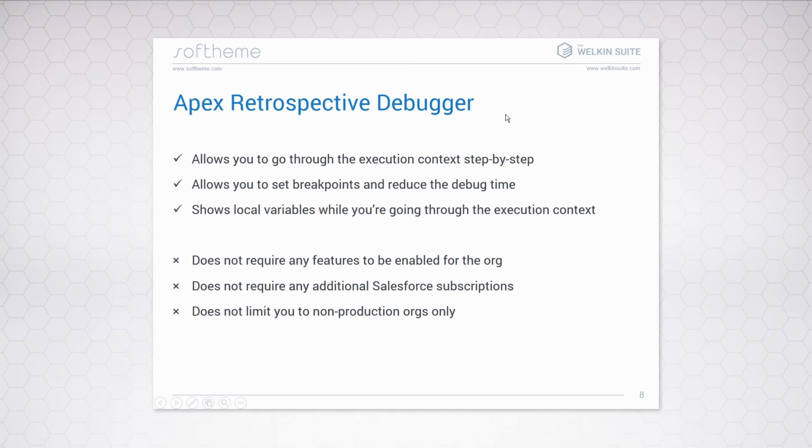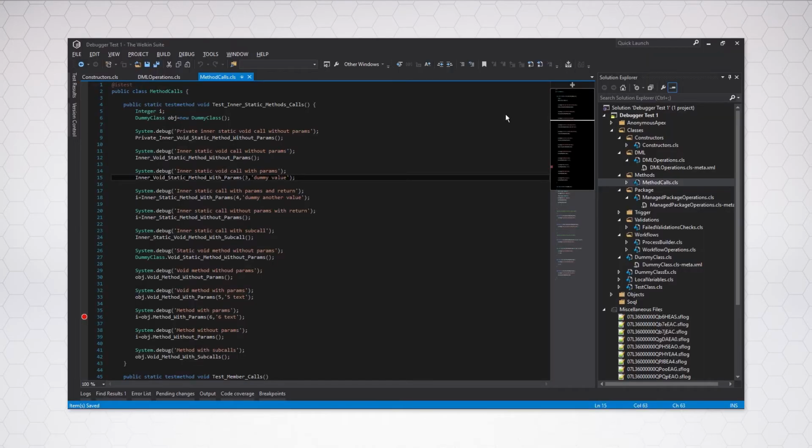So I will switch to the Welkin Suite. Here we are. So we have the Welkin Suite opened. I have some test method already opened here. And I'll start from the first way of executing the retrospective debugger, just from the unit test. So it's a very common situation when you're writing some unit test which tests different parts of the logic of your code, and the best way to understand what is wrong where and what are the difficulties in your code is to just debug your unit test.